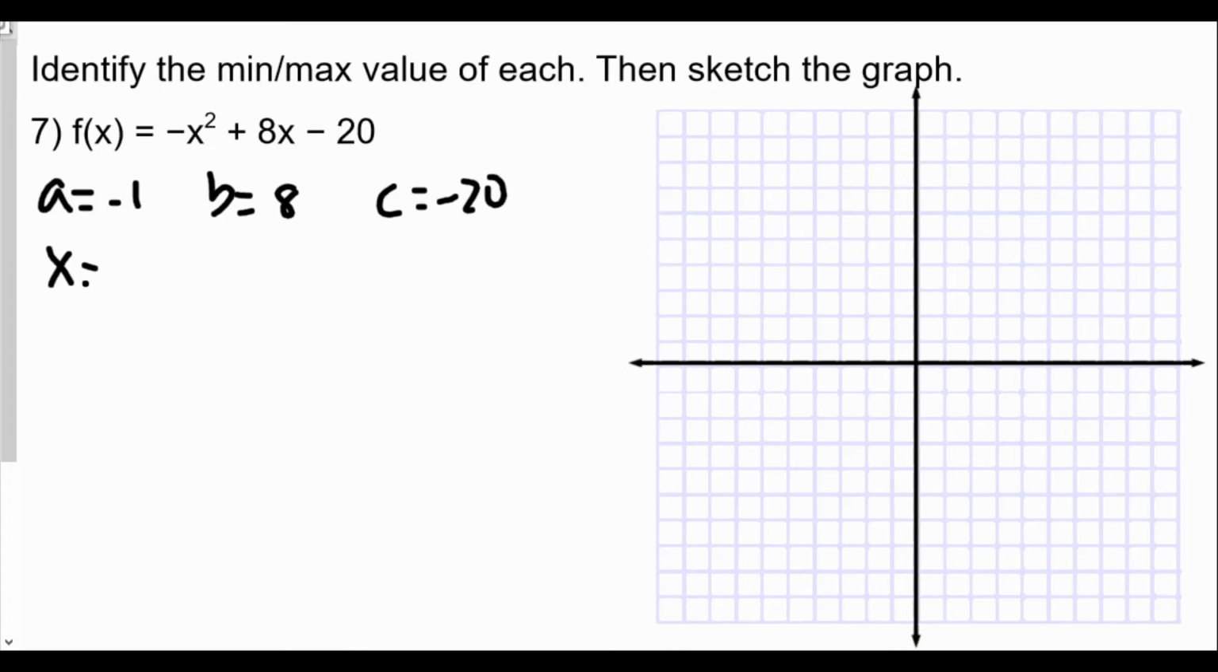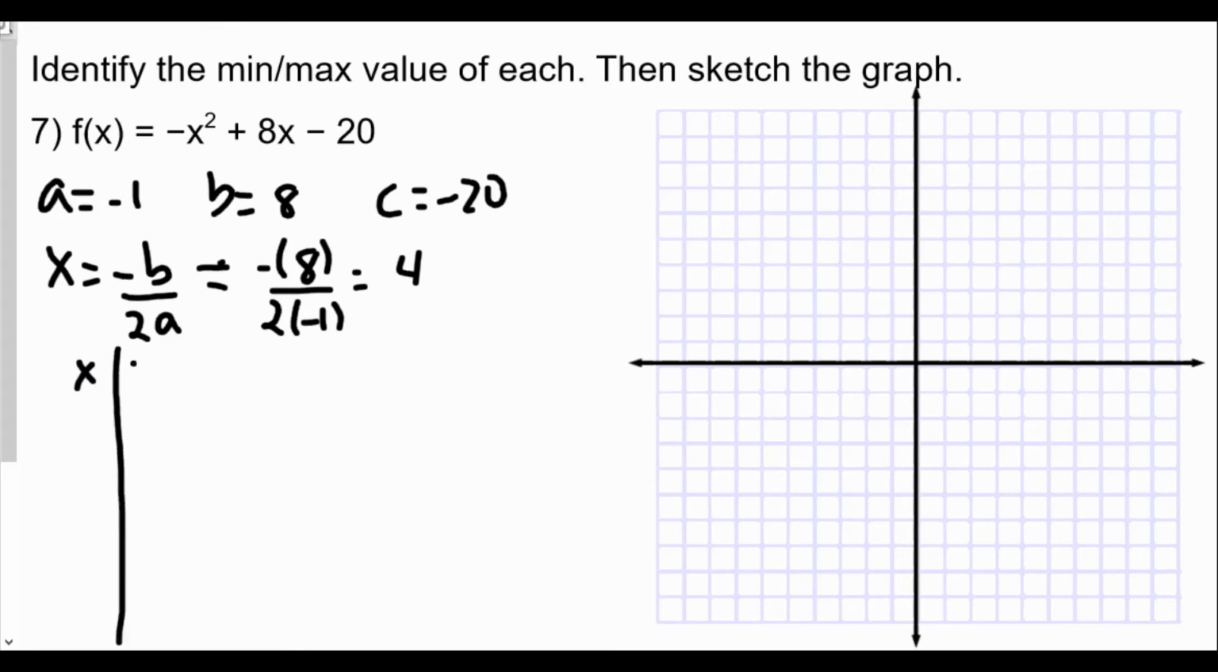Again, for the sketch, the information about the axis of symmetry and the vertex will give us the information we need for our min and max. So we have x equal to -8 over 2 times -1, and that means I'm going to get an answer of 4. So x equals 4, okay?